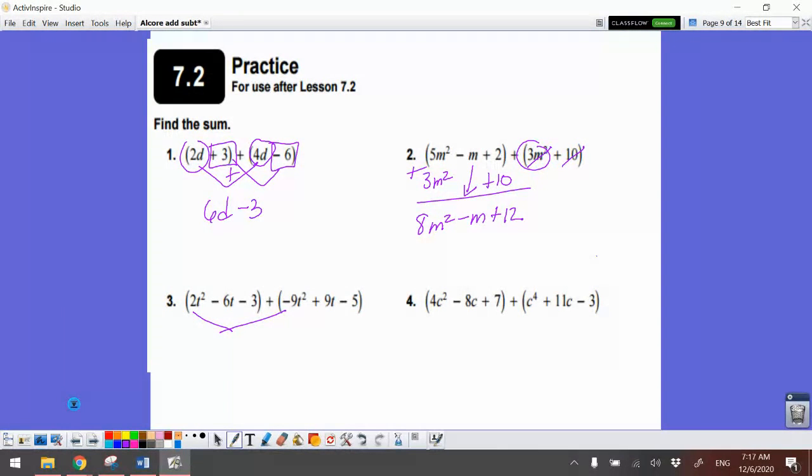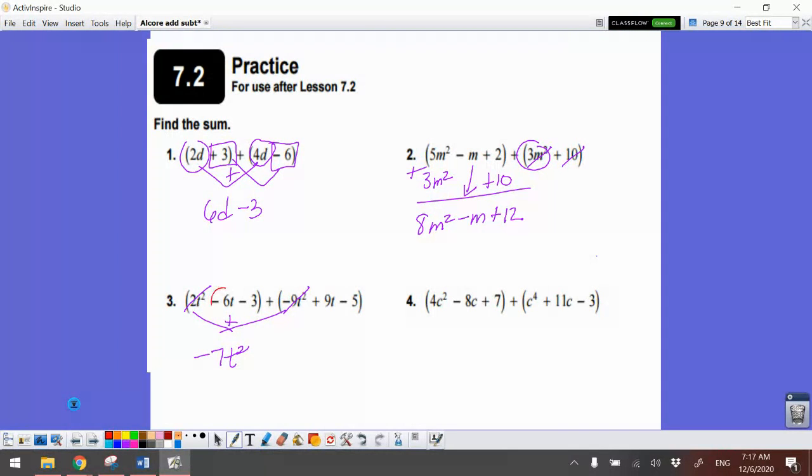Remember, it doesn't make any difference how you get there, whether you like the horizontal method or the vertical method. Either way, we have to get the same answer. So it doesn't matter how you get there. So 2 plus negative 9 is a negative 7t squared. So I've used these terms.